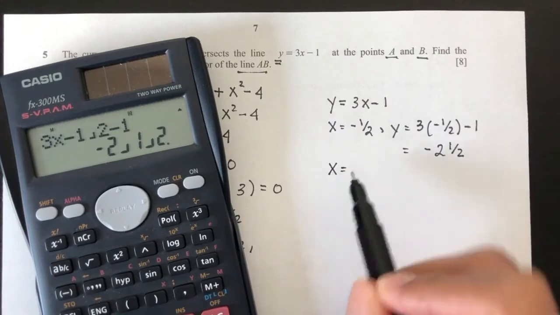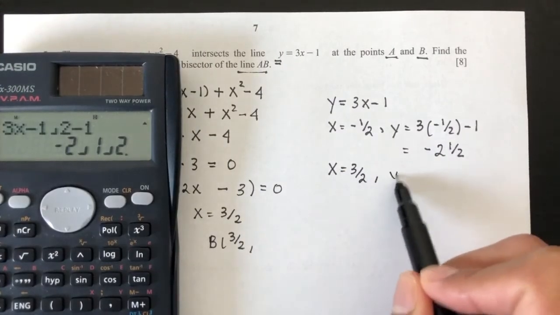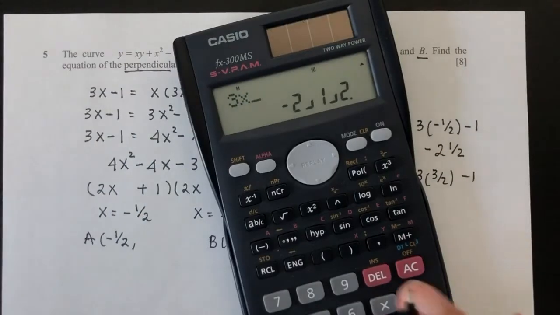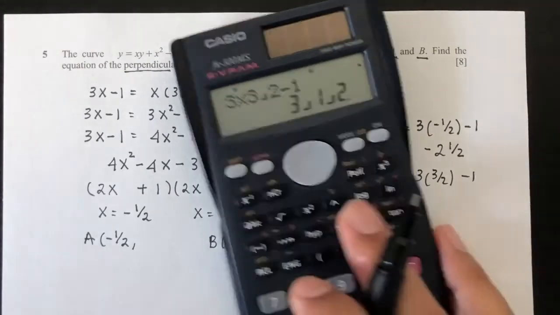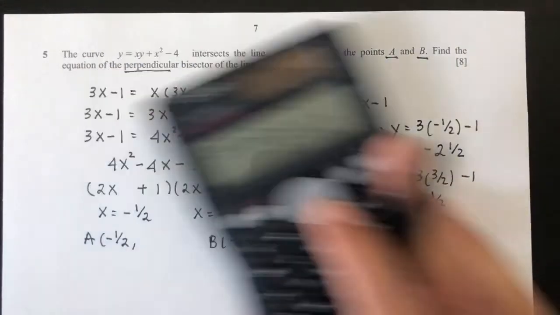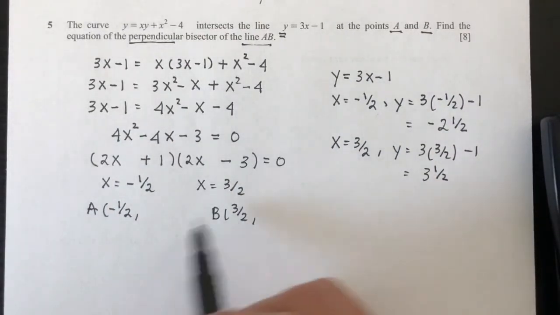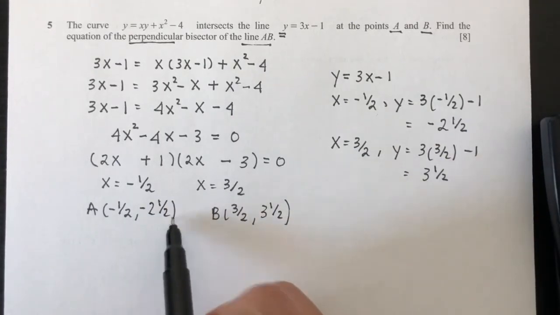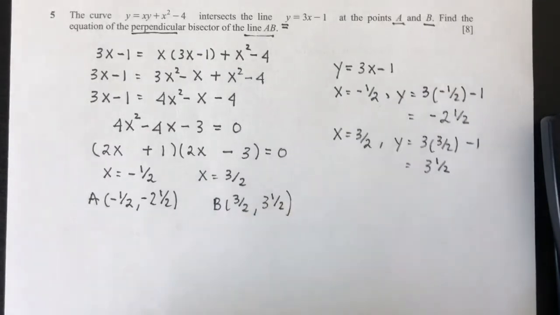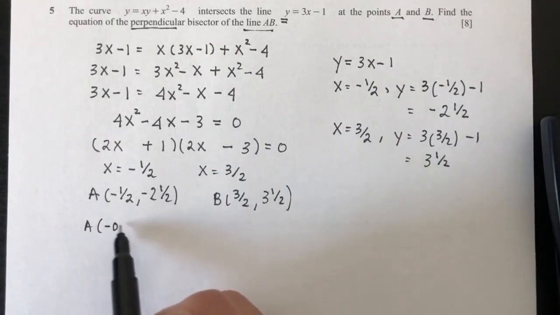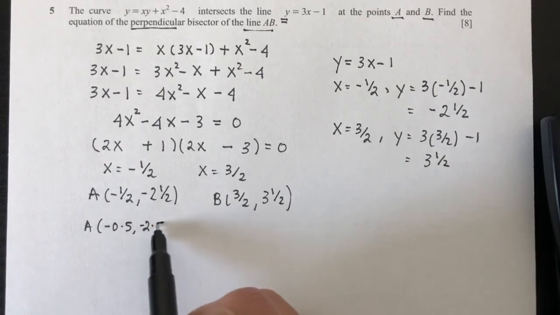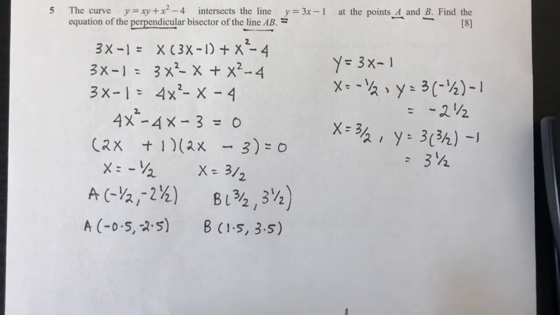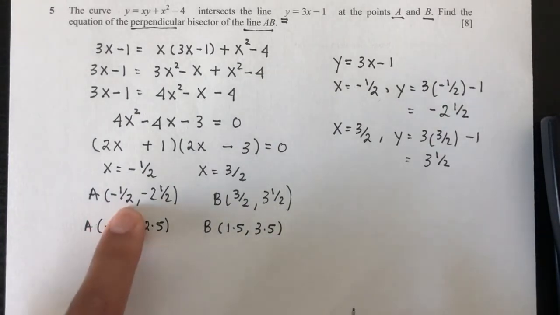And for x equal to 3 over 2, y is 3 times 3 over 2 minus 1. That is 3.5. So basically here you have your points A and B. So let's write this down here. You have 3 over 2 and 7 over 2 for B, and minus 1 over 2 and minus 5 over 2 for A. Now if you don't like to work with fractions, you can always simplify these into decimals. A is equal to minus 0.5 and minus 2.5, and B is 1.5 and 3.5.